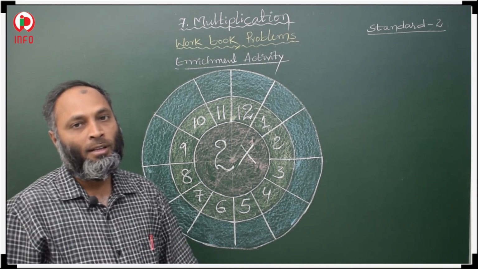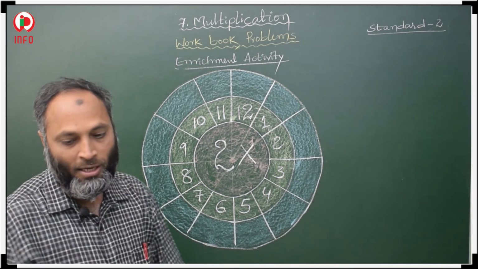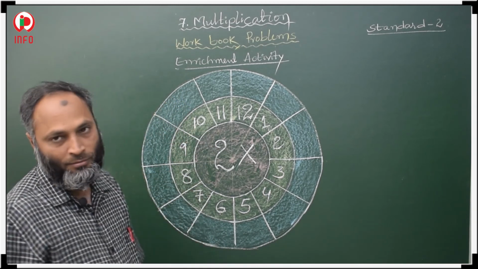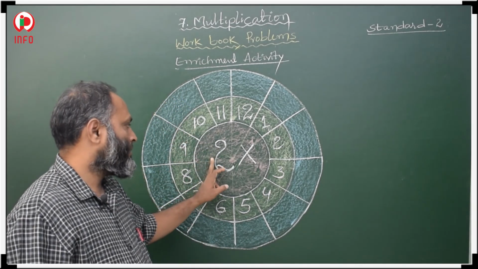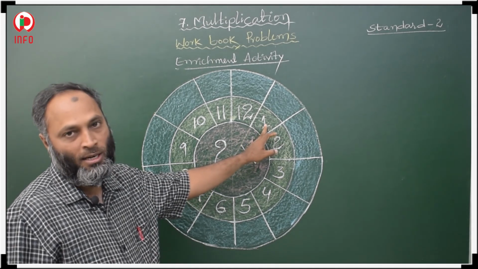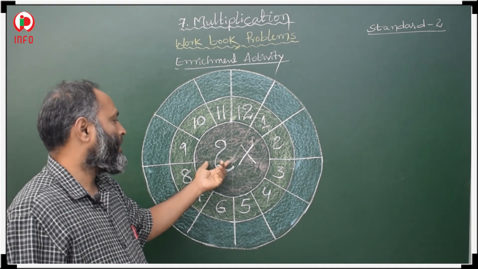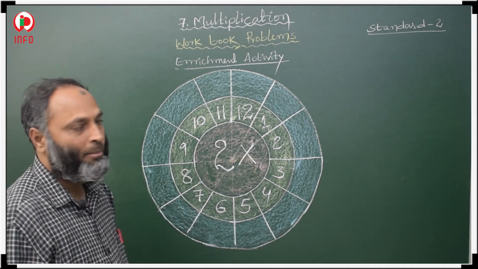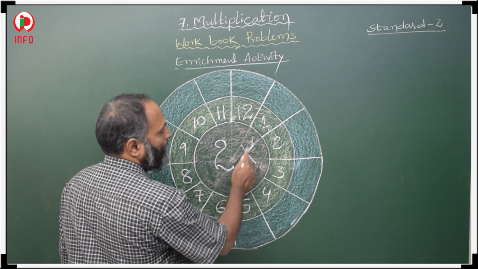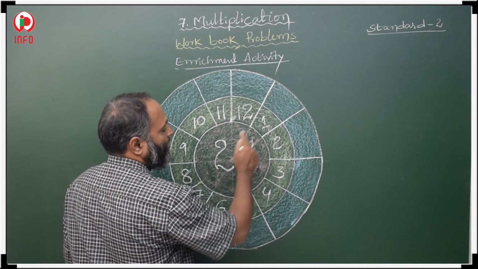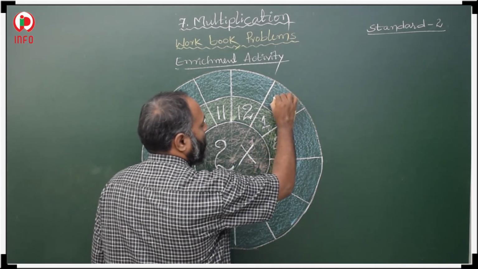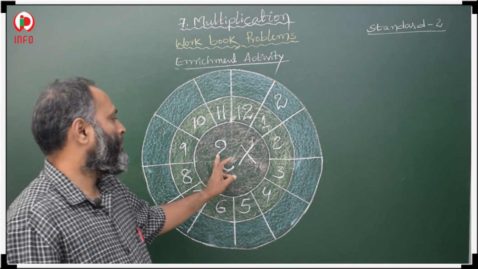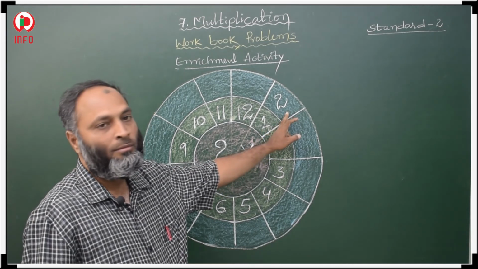Then after that, what do we have to do in our enrichment activity? See here, in the middle we have 2. With this 2, we have to multiply the yellow circle number. So the pink circle number we have to multiply with the yellow circle number. It means 2 into 1. 2 ones are 2. That answer we have to write in the blue color circle.